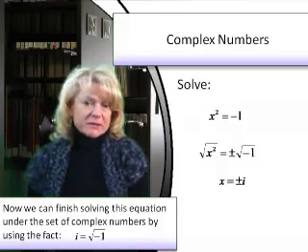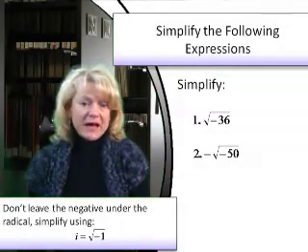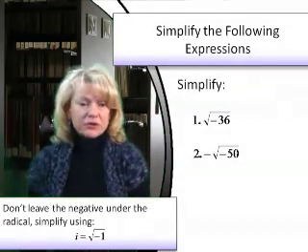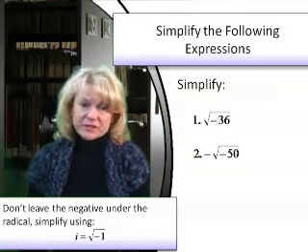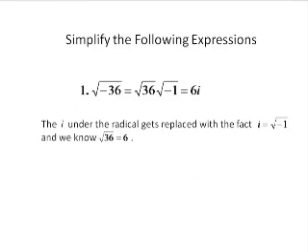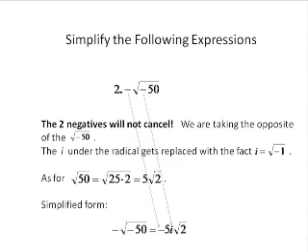In simplifying, we simplify as usual, now with the added step of replacing the negative under the radical with i. So the square root of 36 is 6, and the square root of the -1 we replace with i. The negative in front of the radical here just means that our final result will be negative. The negative under the radical says that we're going to end up with an imaginary result. We simplify the square root of 50 by the method we talked about early in this chapter.